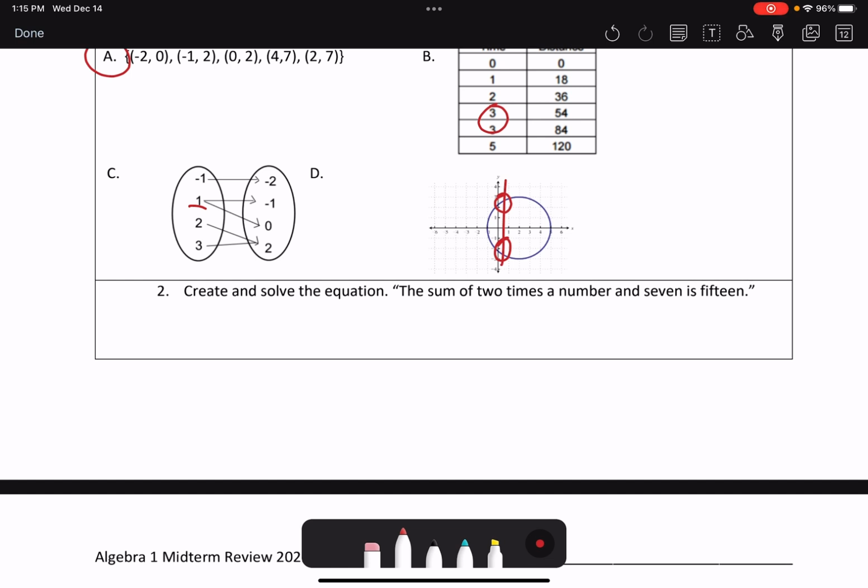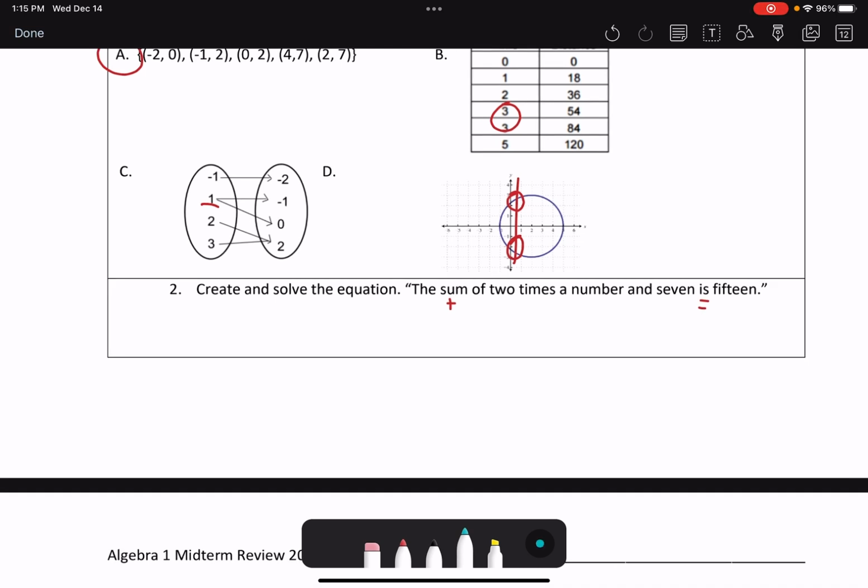Number 2 says create and then solve the equation. So it says the sum of 2 times a number and 7 is 15. Sum I know is addition, and "is" is going to be an equal sign. 2 times a number, well, I don't know what that number is, so I can say 2x. So now I've got all my pieces that are needed. I'm going to take that 2x, add to it the number 7, is equal to 15. So that is my equation that I've created.